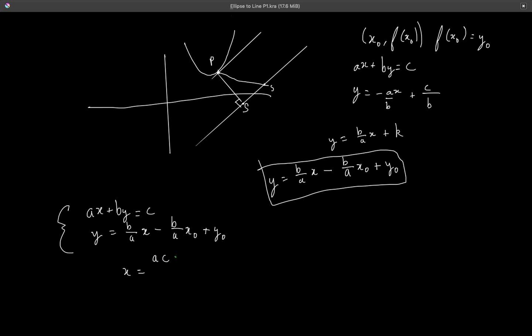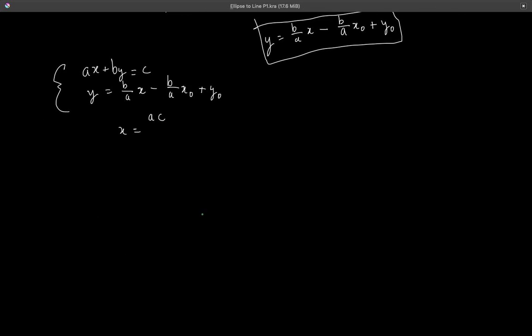let's scroll down a bit: ac minus aby0 plus b squared x0, and the denominator is a squared plus b squared.